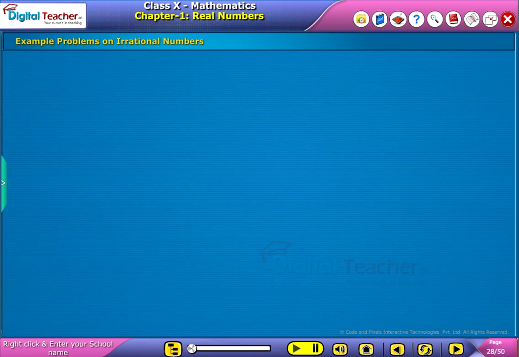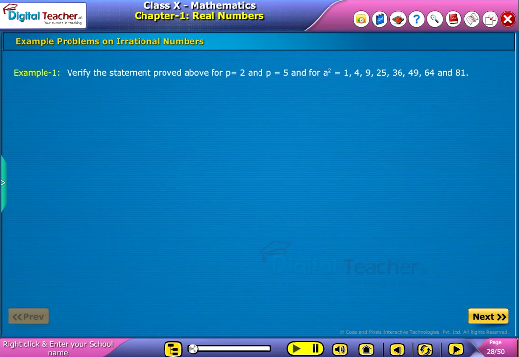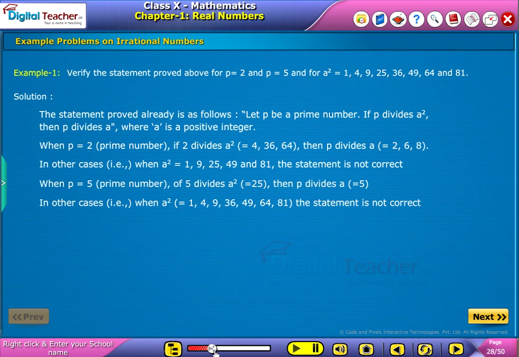Let us solve some more example problems on irrational numbers. Verify the statement proved above for p is equal to 2 and p is equal to 5 and for a square is equal to 1, 4, 9, 25, 36, 49, 64 and 81. Therefore, the statement is incorrect.